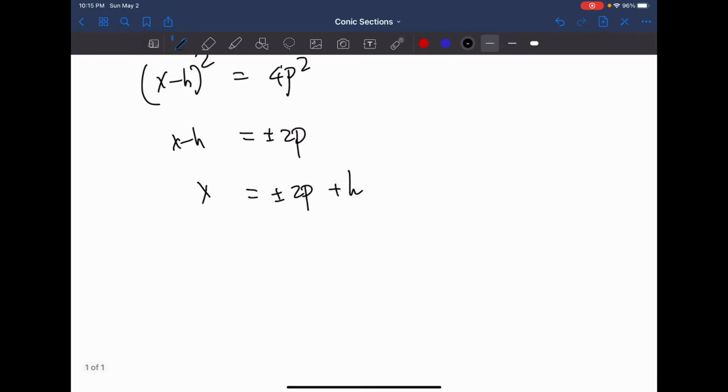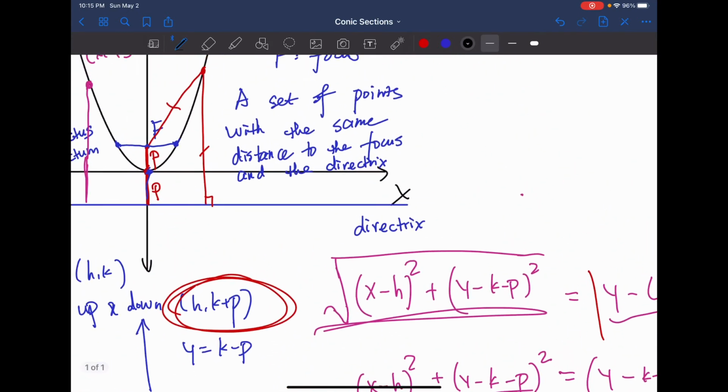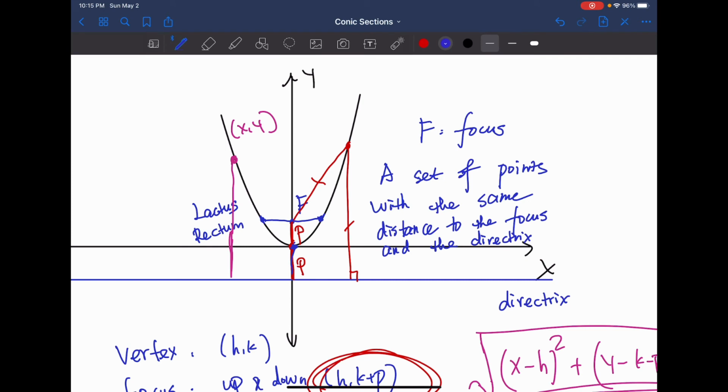So it is easy to see that x1, the first point, would be negative 2p plus h, and the second point would be positive 2p plus h, and their distance, of course, would be 2p plus h minus negative 2p plus h, which is equal to 4p. Therefore, the length of the latus rectum would be 4p. And that is about it for parabola.